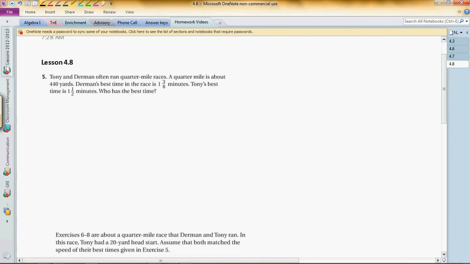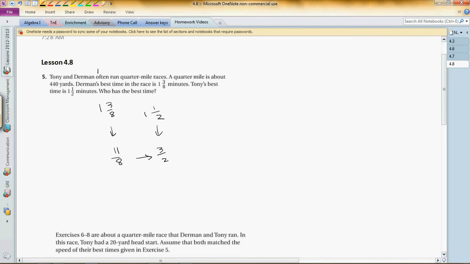Okay, so we are basically comparing 1 and 3/8 and 1.5. So let's change it to the improper fraction. We'll have 8 times 1 plus 3, so it's 11 over 8. And this will be 3 over 2.